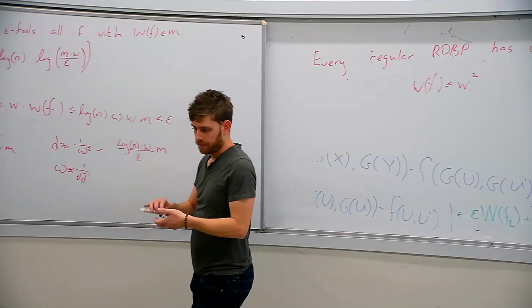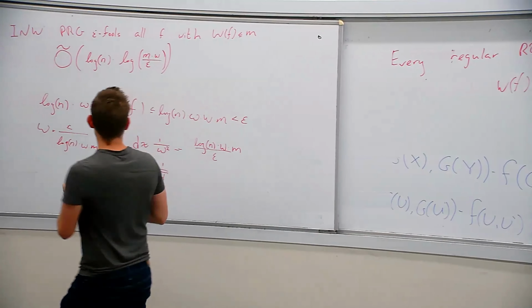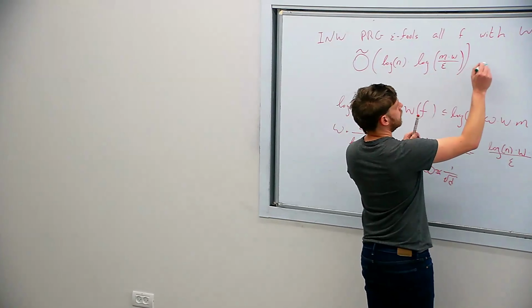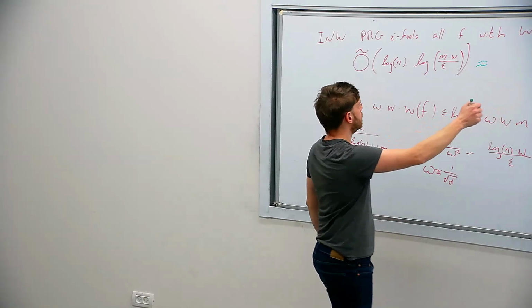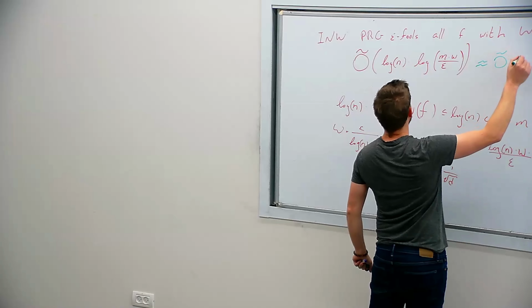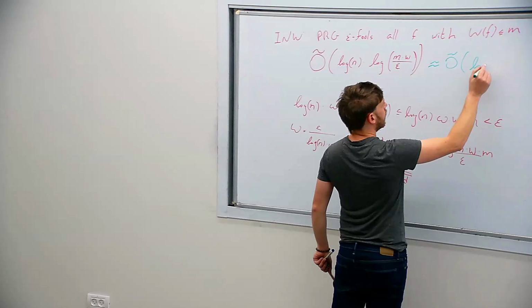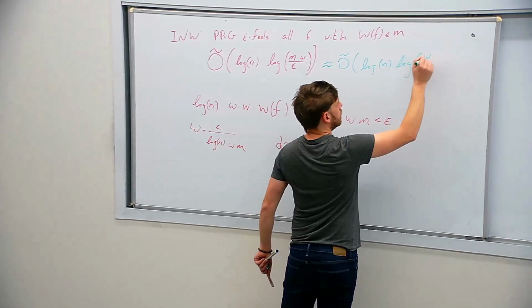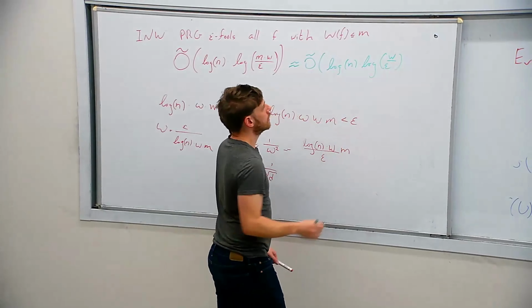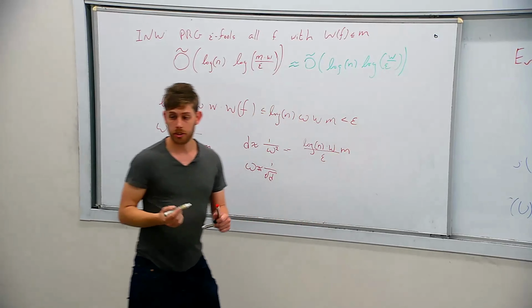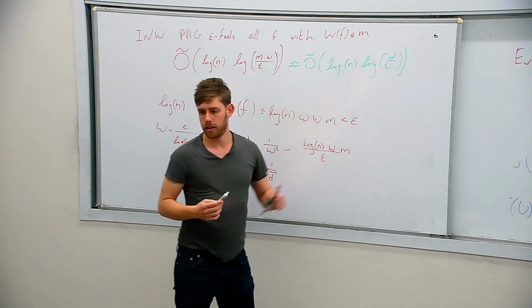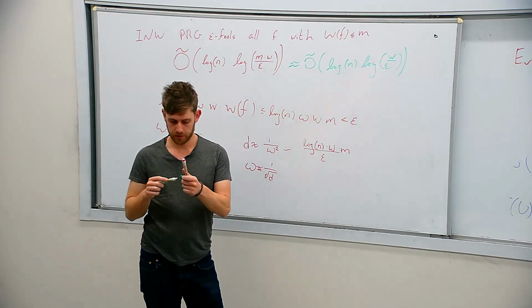Okay, plugging it back here, we have that the INW generator fools regular ROBPs with seed length of log n times log of W, which is better than what we proved before, right? We proved the factor of n.